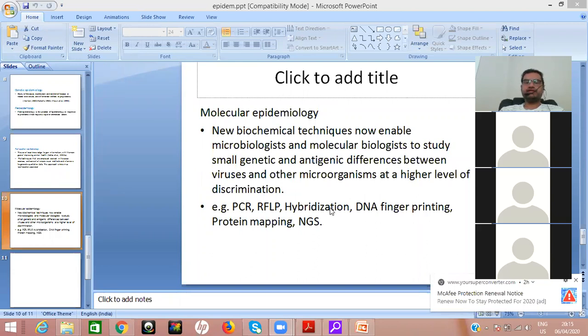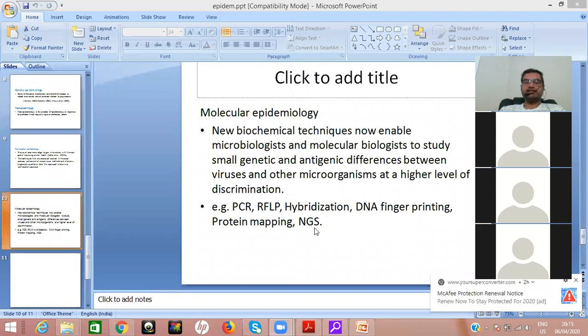NGS is a new technique, next generation sequencing. It is just sequencing of DNA. NGS is a technique where we can get the sequence of a particular pathogen, a particular gene. Initially the sequencing technique was Sanger sequencing, which you have studied. In Sanger sequencing, one by one the sequence gets added. The demerit of Sanger sequencing was that you need to know the sequence of that particular gene, then only it works. It was based on a primer. So if we have a primer of a gene, it will sequence.